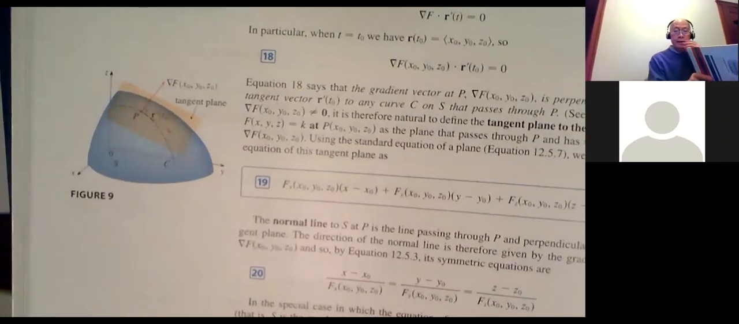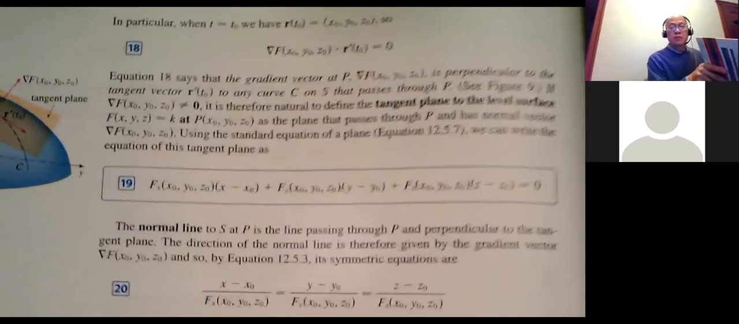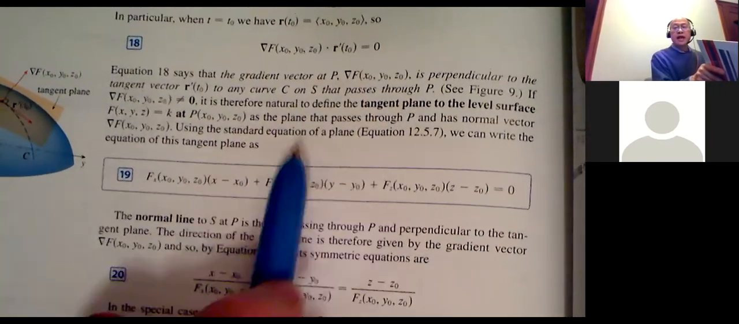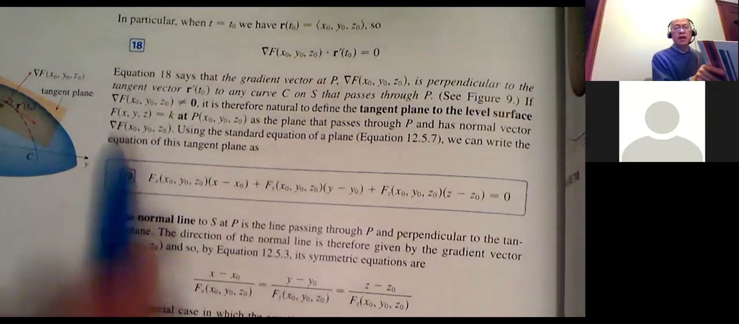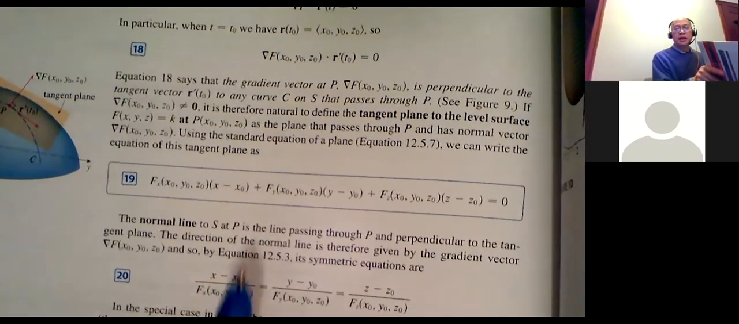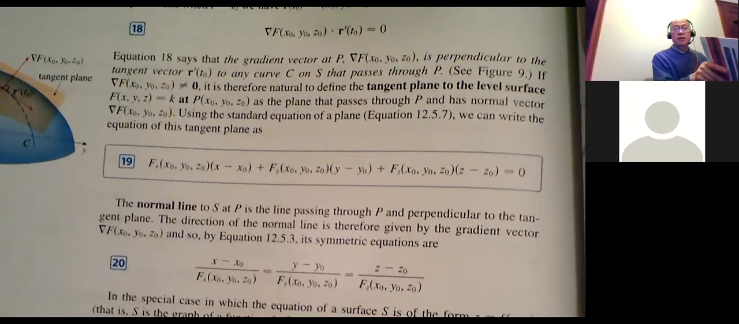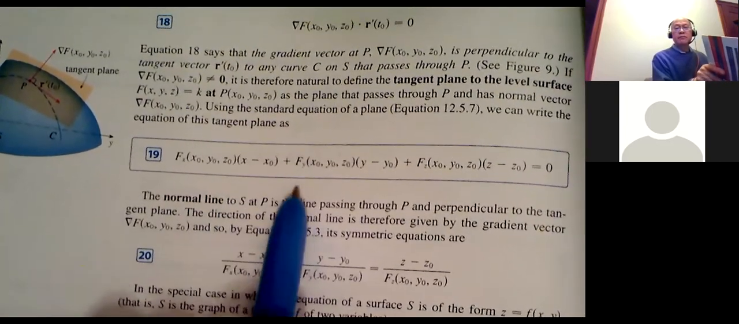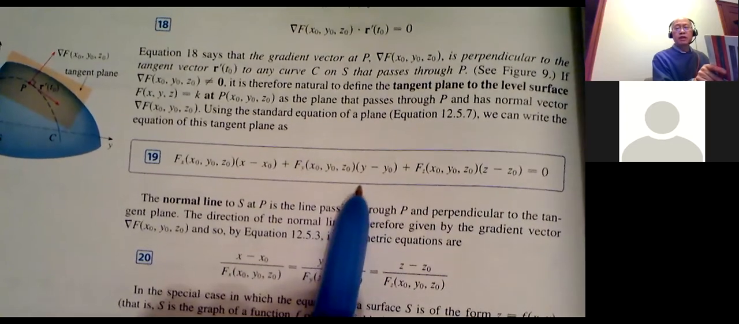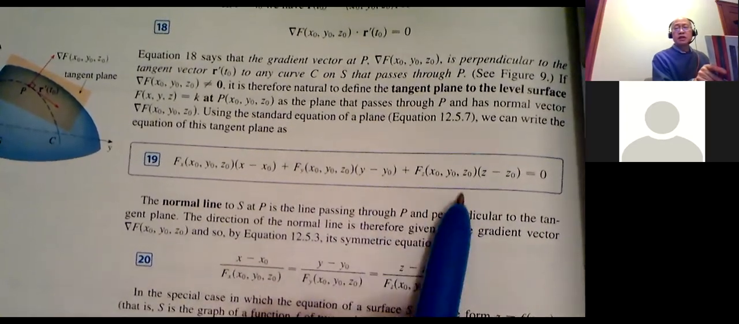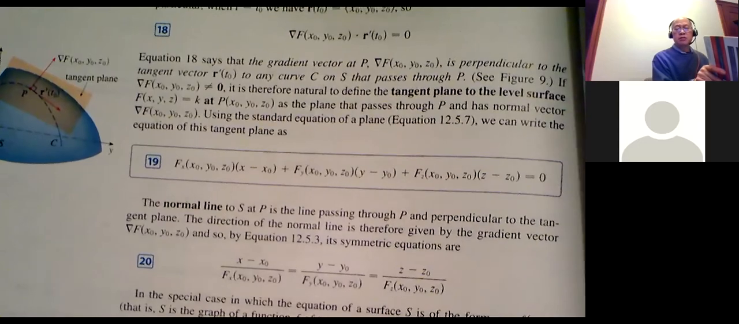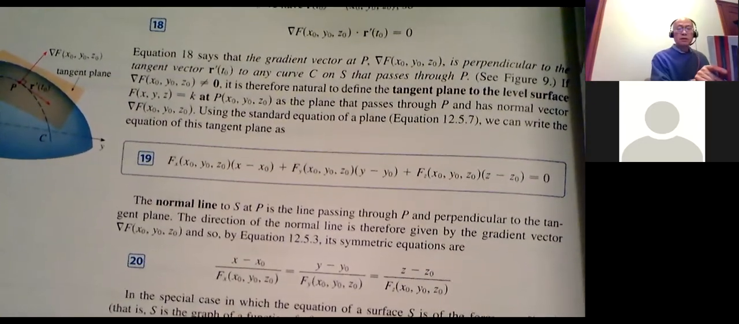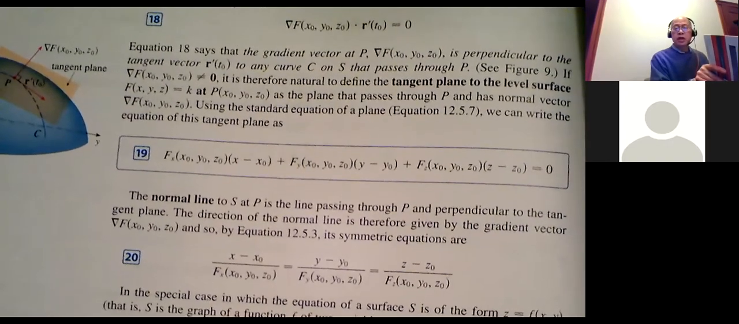Here it is. So you may want to put down 19. The tangent plane to the level surface f of x, y, z equals k: f_x (x minus x0) plus f_y (y minus y0) plus f_z (z minus z0) equals 0. So 19 is worth having.